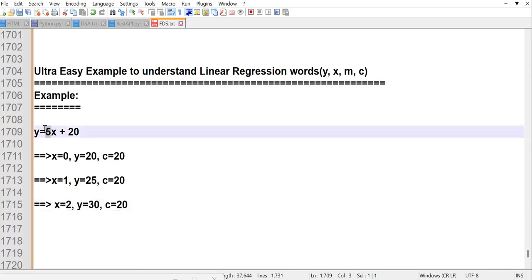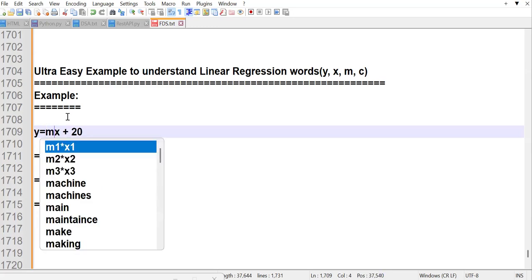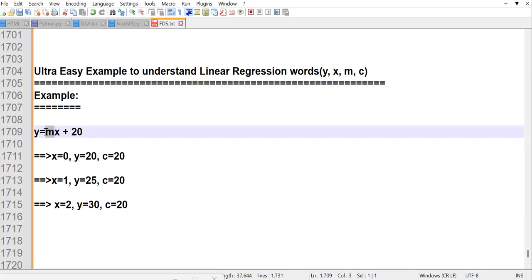So what is this 5? This 5 is m. This is the slope. So y will increase by m for each step of x. M is a slope which tells how much, and how fast, y will increase or decrease.